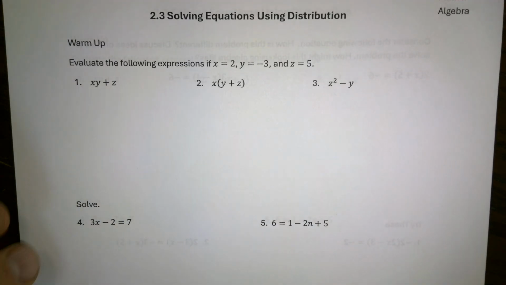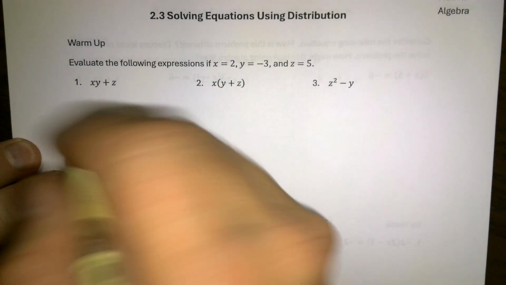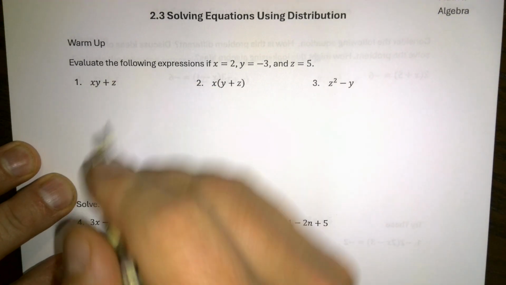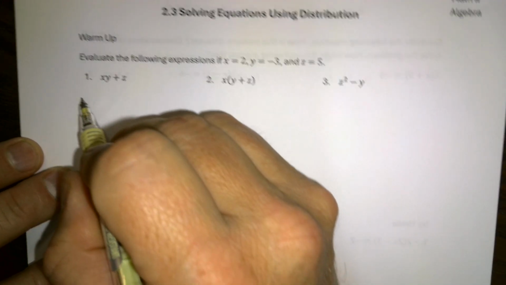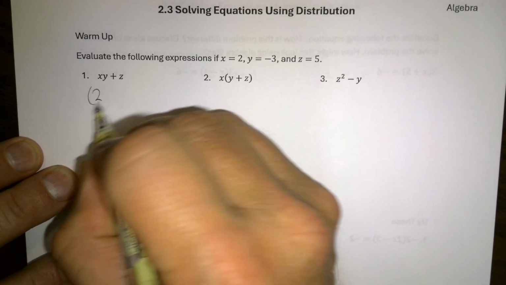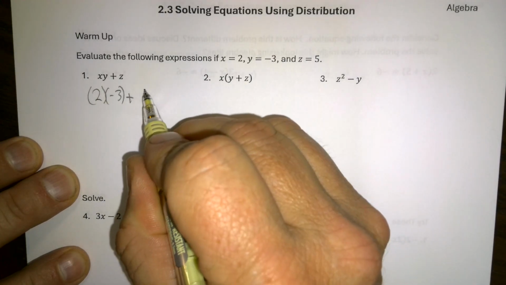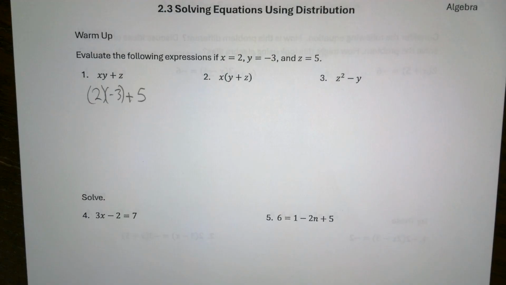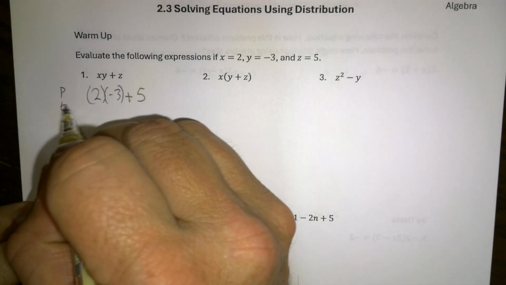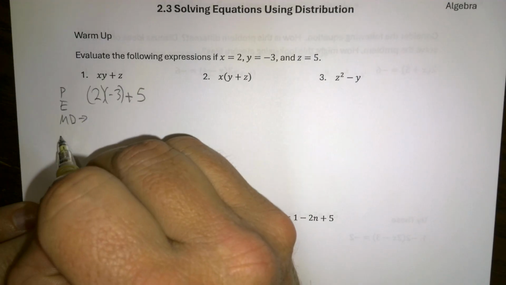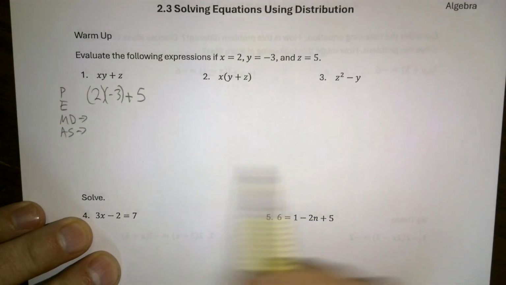All right, so I'm going to go ahead and start with the first one here, x, y plus z. Well, x and y are next to each other, so I'm going to put parentheses around them. So we'll put a 2 and a -3. And then plus z, which is 5. I don't really need a parenthesis around that one. And now we're going to do our order of operations. Parentheses, exponents, multiplication, division from left to right, and addition, subtraction from left to right.